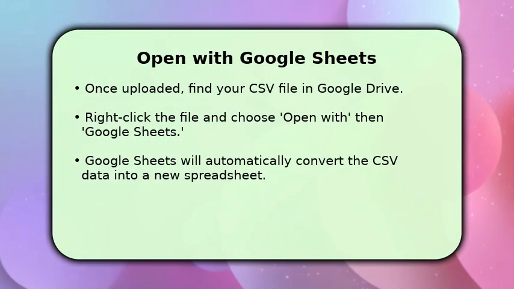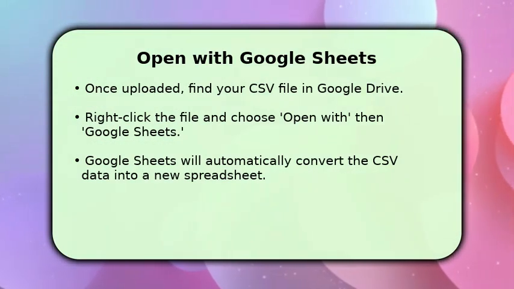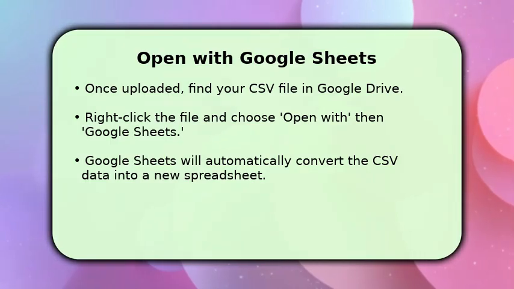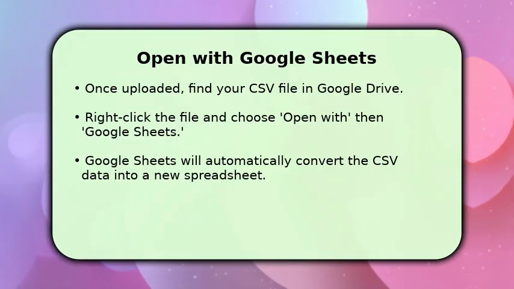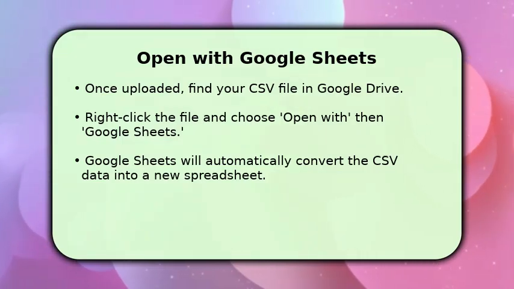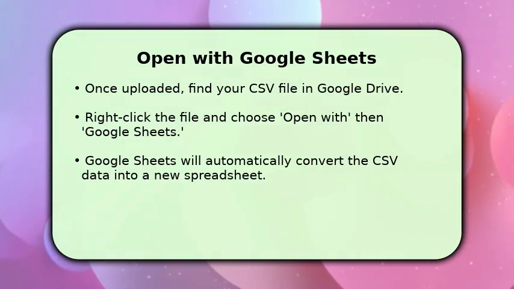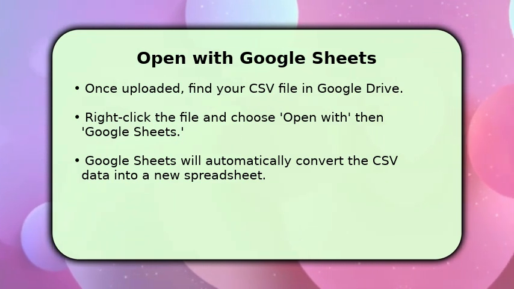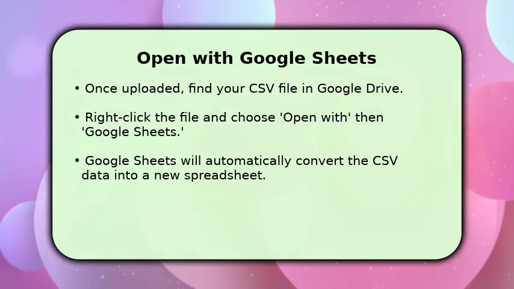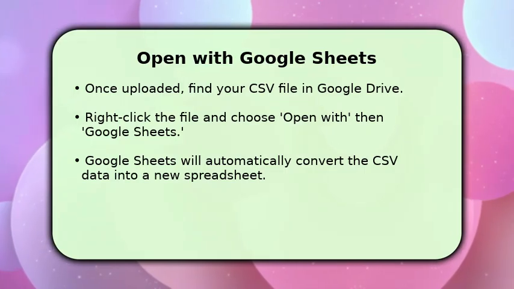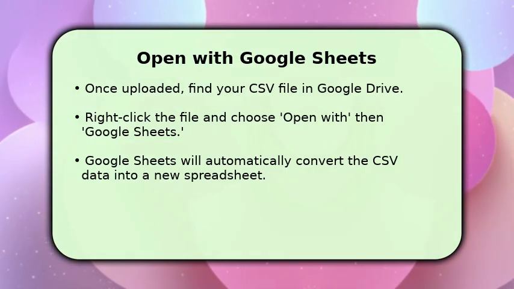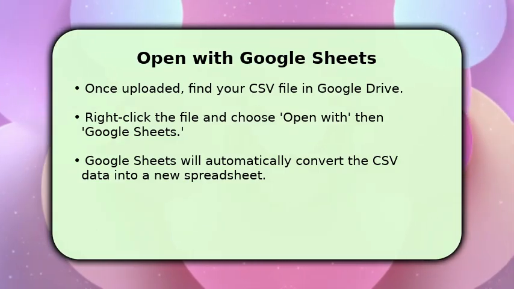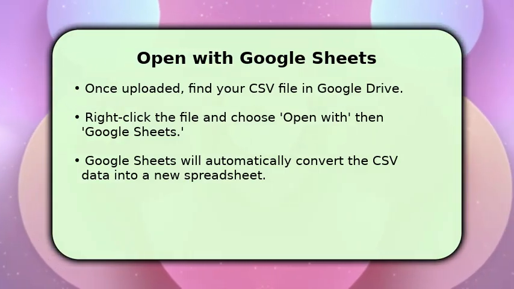With your CSV file now safely in Google Drive, the next step is to open it correctly. Locate the uploaded file within your Drive. It should be easy to spot. Right-click on the file name. A context menu will appear. Hover over Open With, and then select Google Sheets from the submenu. Google Sheets will then automatically process your CSV data, creating a brand new, fully editable spreadsheet. This conversion is usually seamless.